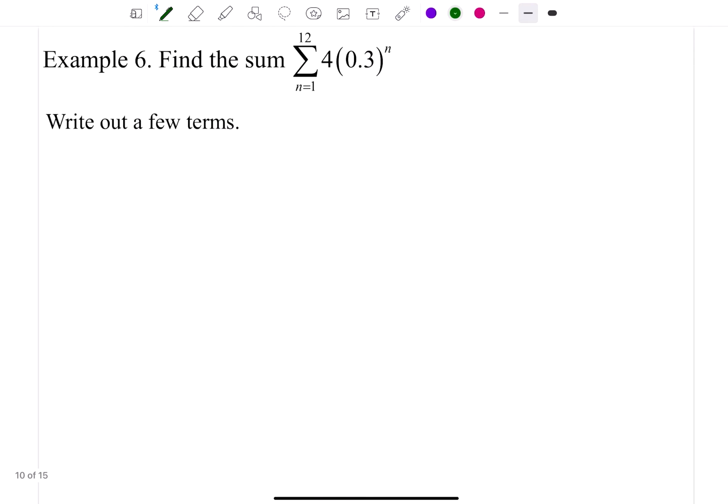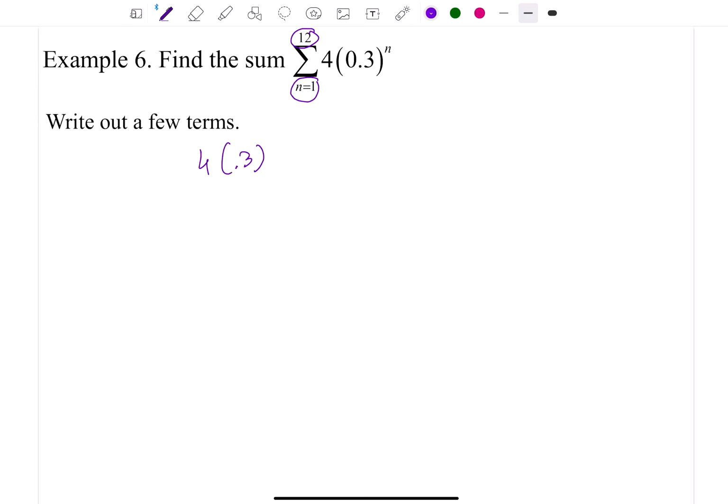Find the sum of this geometric series. Let's go ahead and write the first few terms, although it's not necessary, but it might help us see our series. 4 times, we're going to start by plugging n as 1, and we're going all the way to 12. So we want to find the sum of all the terms from the first term to the 12th term.